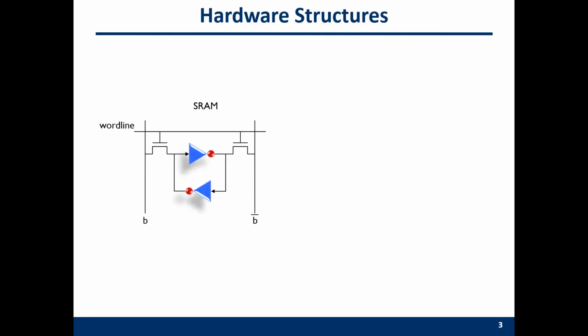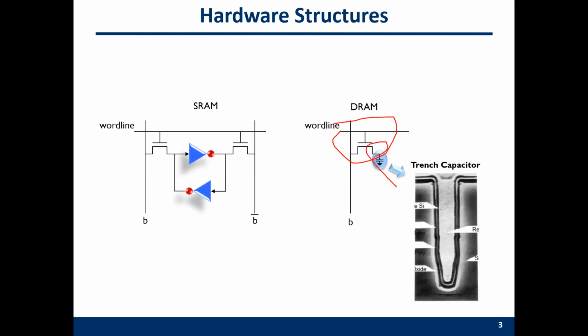So this is the SRAM cell: 2 inverters, 2 access transistors. This is the DRAM cell. We only have 1 access transistor here and a capacitor here. This capacitor is a so-called trench capacitor. How do you make a capacitor in your chip on the die? The fabrication company just digs a very deep hole here to serve as a capacitor.